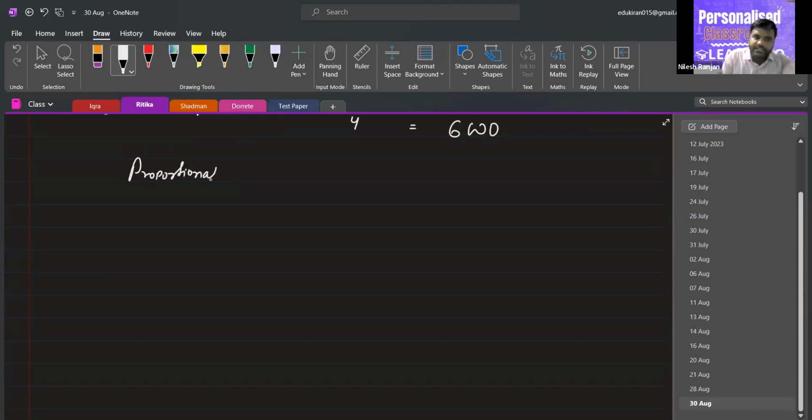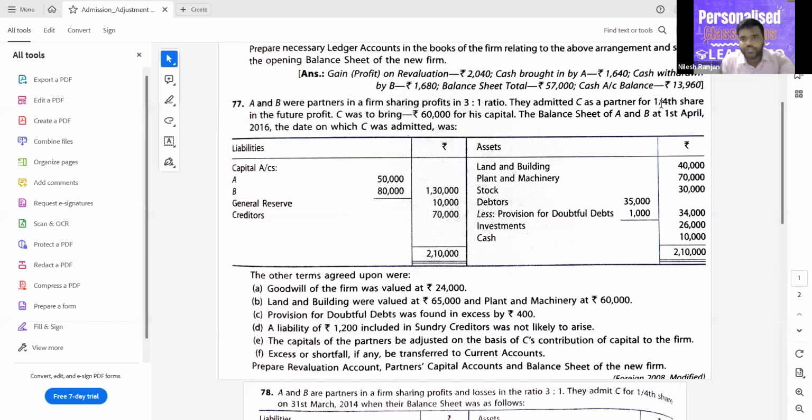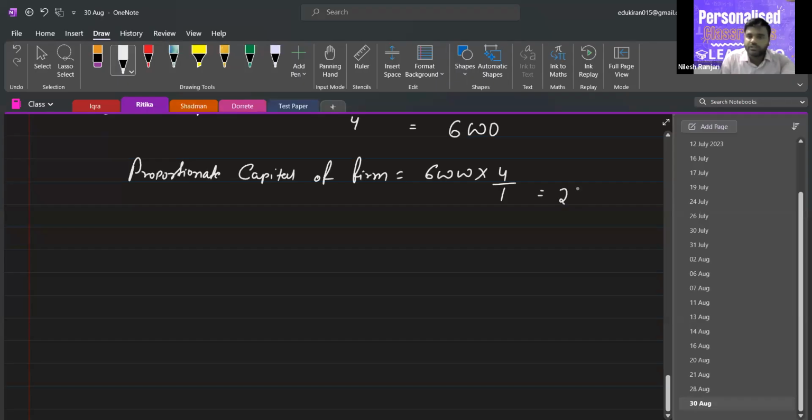He is bringing 60,000. Proportionate capital: 60,000 into 4/1. His profit share is 1/4, so the reciprocal is 4/1. The total capital should be 2,40,000. Now the new ratio we need to calculate.